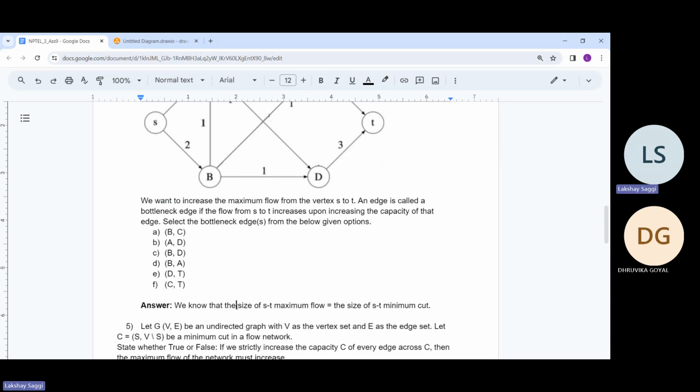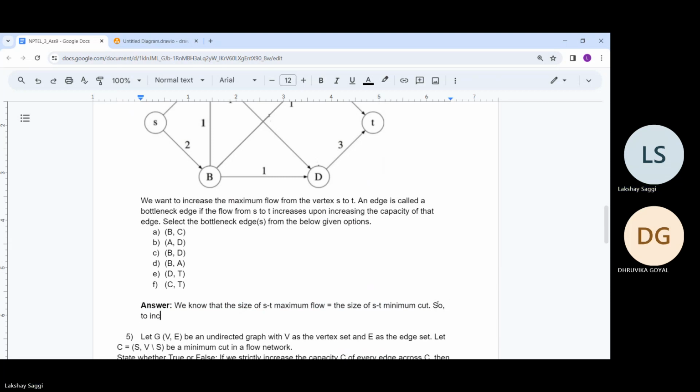So the key idea here is that to increase the size of maximum flow, we need to increase the size of minimum cut actually. To increase the size of ST max flow, we can just increase the size of ST min cut. I'm calling maximum flow as max flow and minimum cut as min cut.